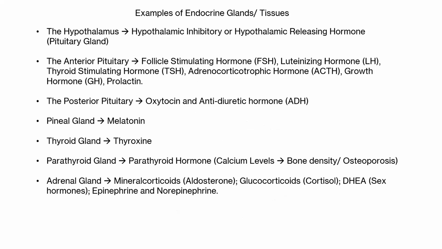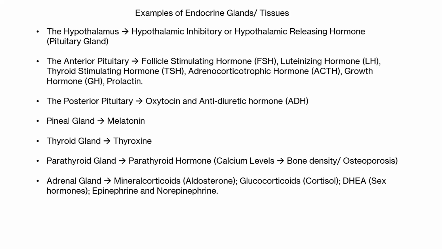But here is just some specifics. Obviously the hypothalamus produces an inhibitory or a releasing hormone that has a direct effect and targets the pituitary gland. The anterior pituitary is essentially the workhorse of the system. It has basically 7 different hormones that it produces that target different tissues. Everything from FSH to luteinizing hormone, TSH, ACTH and growth hormone, and then prolactin as well.